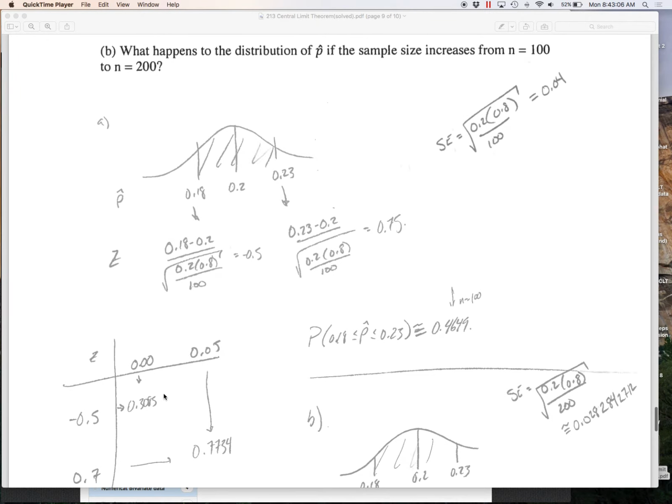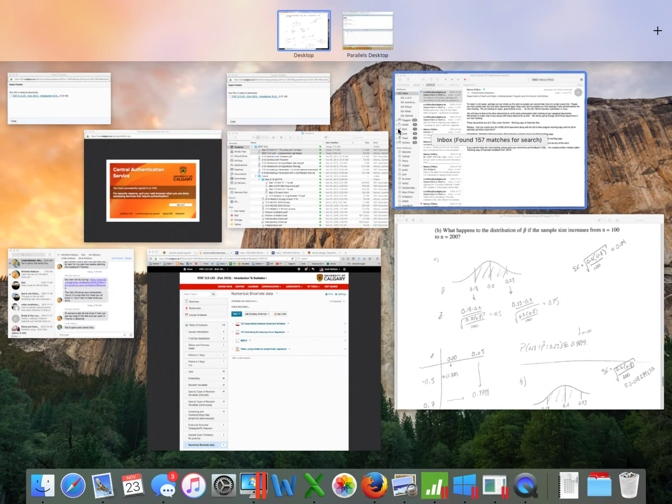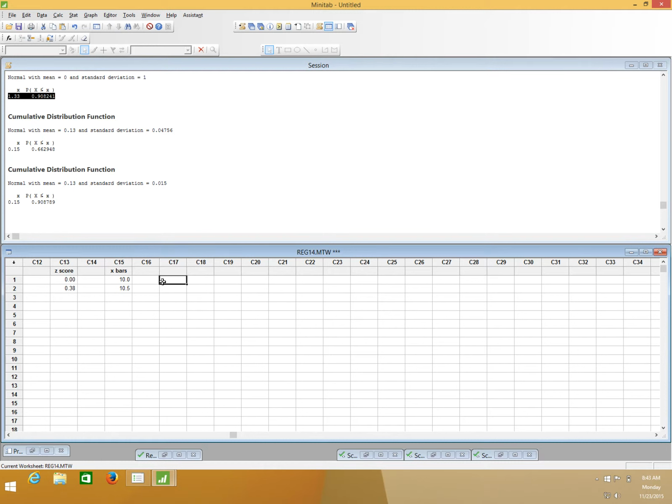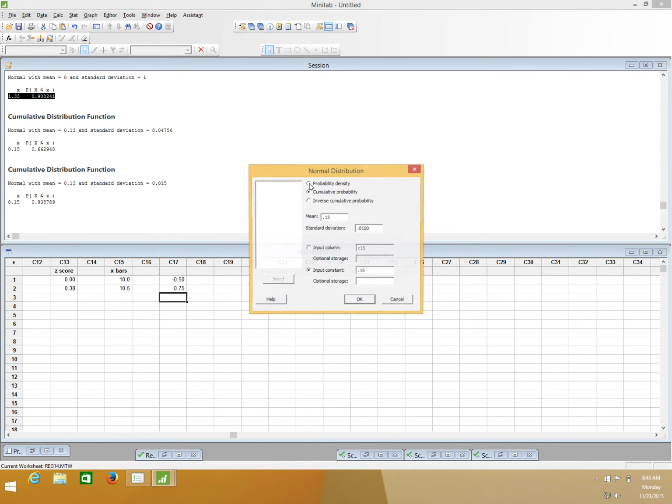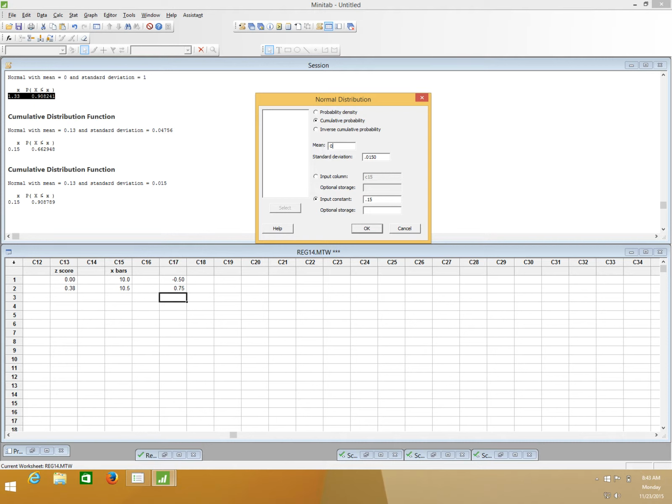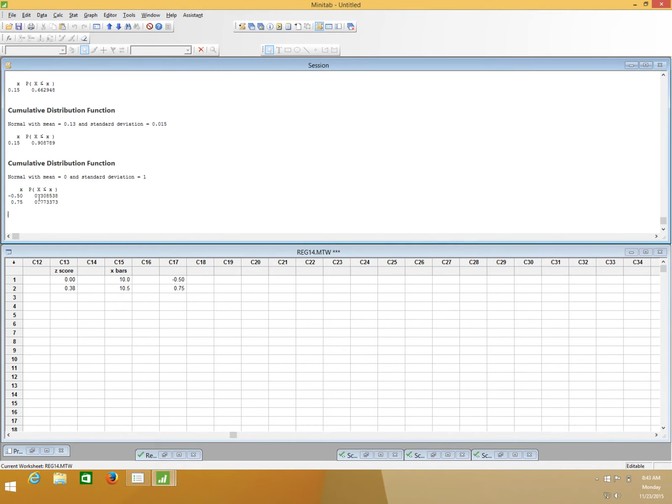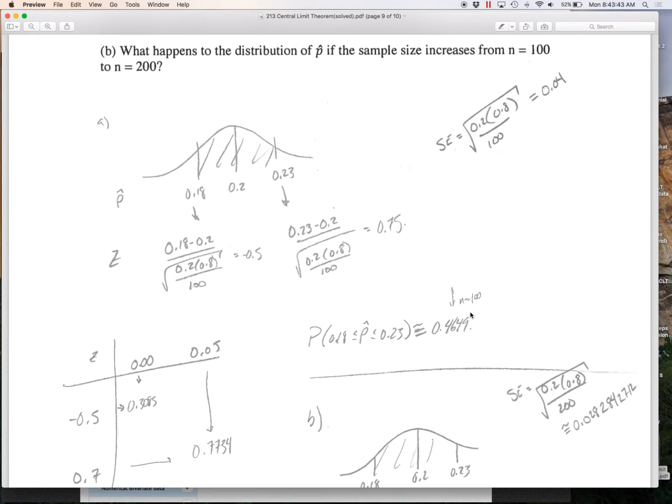Instead of the z-table, I can also find this using Minitab. Again, I can just quickly go to the two z-scores that I'm interested in here, negative 0.5 and 0.75. Then I can go to Calc, Probability Distributions, Normal. Here I'm talking about z-scores, so the mean is 0, the standard deviation is 1, and I'm looking for the cumulative probability of the values in column 17. So if you're not using your z-table, you can see that I can use Minitab and find the difference between the two areas there as well.